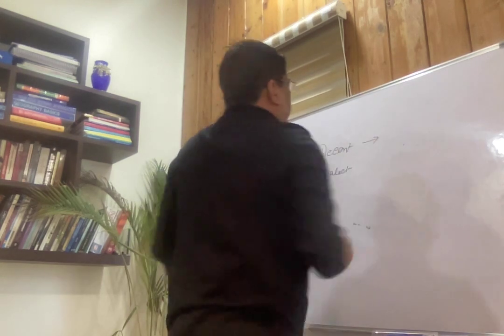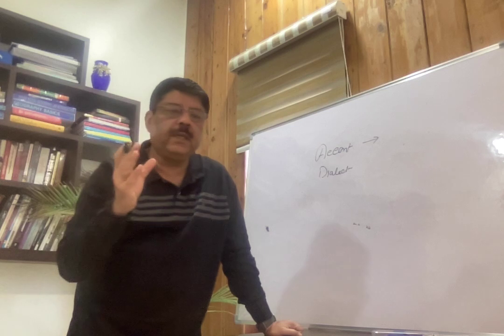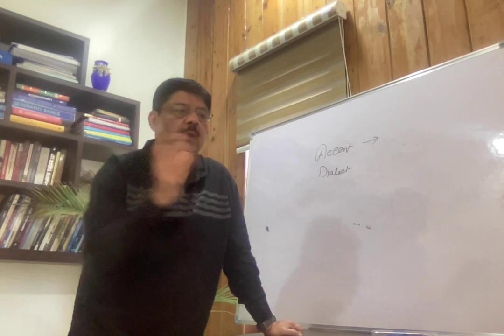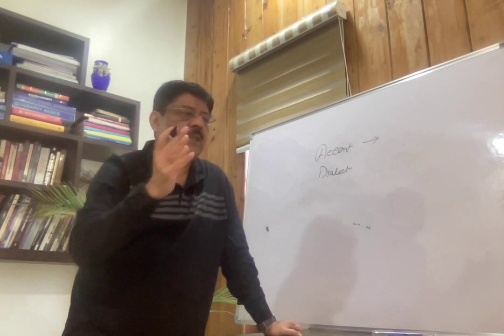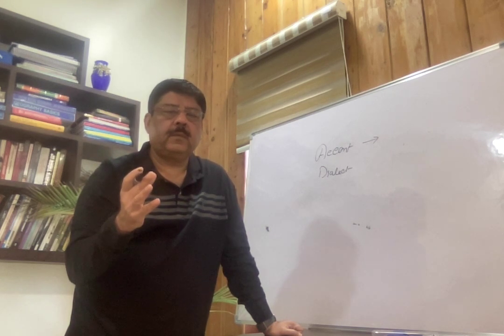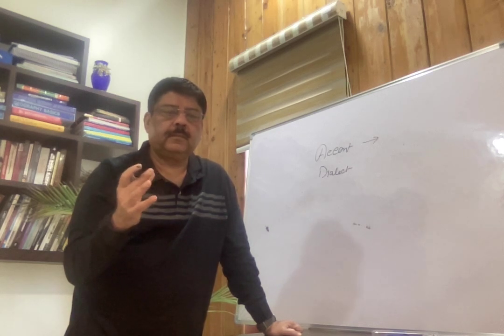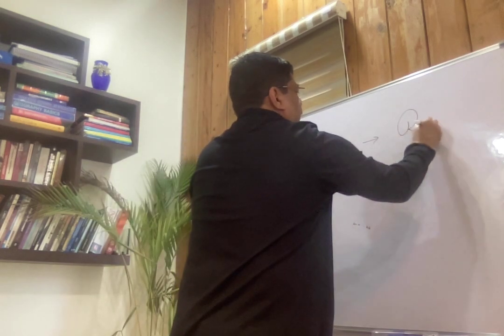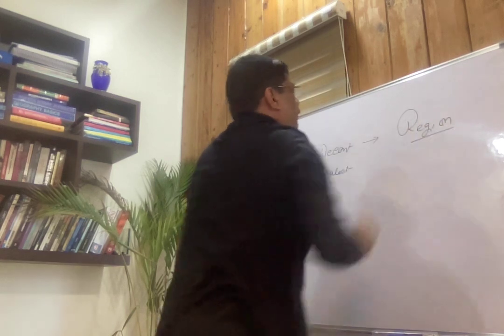Accent is the way your tongue moves. You're partly right. The way your tongue moves is accent. So what does it tell us if someone is speaking in a particular accent, south accent, north accent, west accent, east accent? Sir, we can recognize which area he belongs to. Yes, region. The accent pertains to the region.